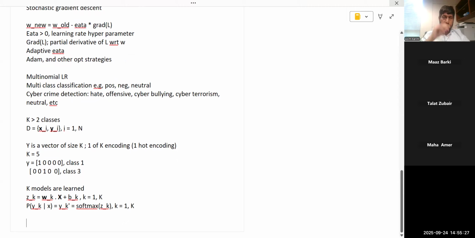ठीक है. So in other words, जो मेरे पास y k prime for the kth value would essentially be the softmax function of all the z's. सारे z देने पड़ेंगे मुझे, z 1 to z k, and this is written as exp of z k divided by the summation for all k's of exp z k. ठीक है?